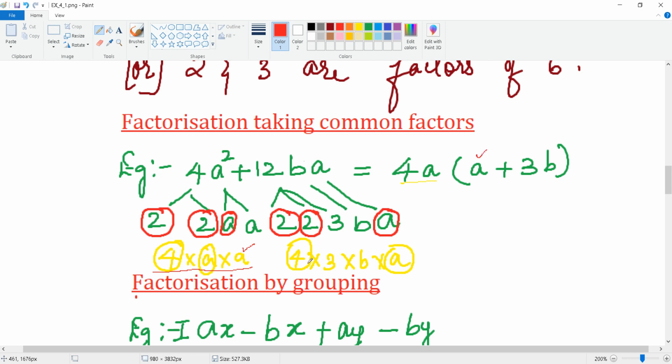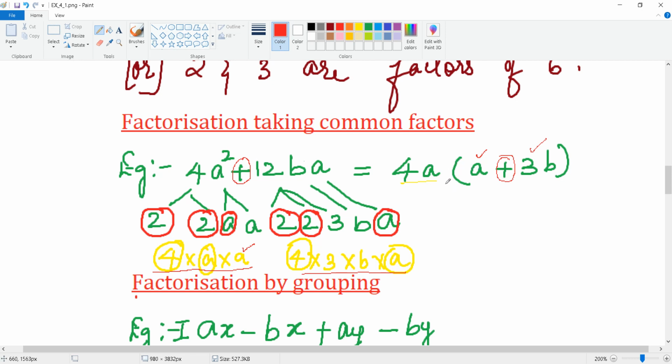Now here you have 4 and a has come out, okay? So now the sign, whatever we have over here, that's the sign we'll be putting over here. Now you have 4 and a taken from here. So what's remaining? 3 and b are remaining. So I write 3b over here. Okay, so this is my factorization. So I have taken out the common term and I have factored it out.